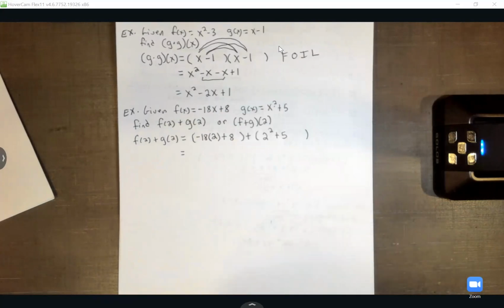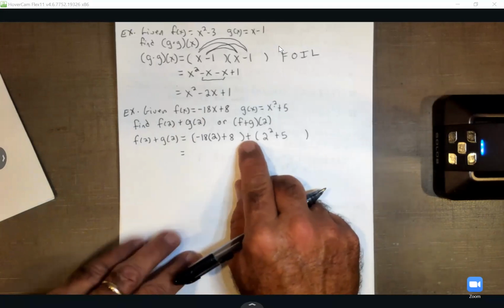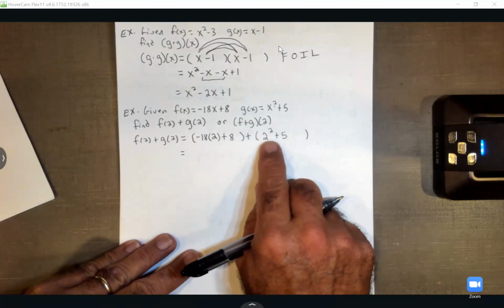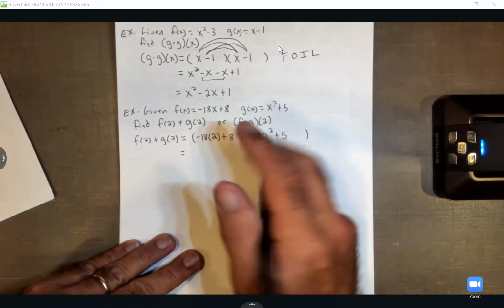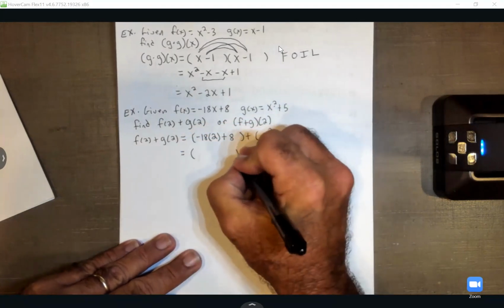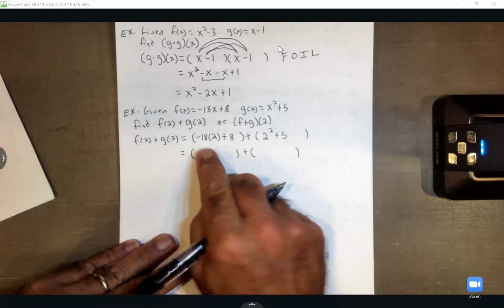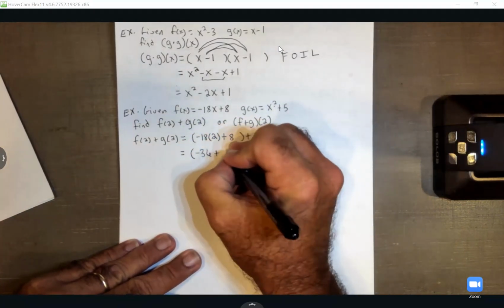So order of operations inside of each parenthesis. Once I get a final answer out of each parenthesis, I will add last. So in here, you got multiplying and adding. This one, you got exponents and adding. So multiplying takes priority over adding first. So my negative 18 times 2 would give me what, a negative 36, and then bring down your plus 8.